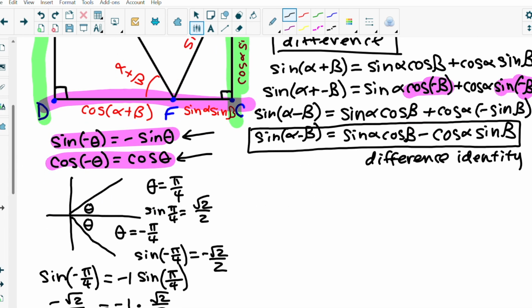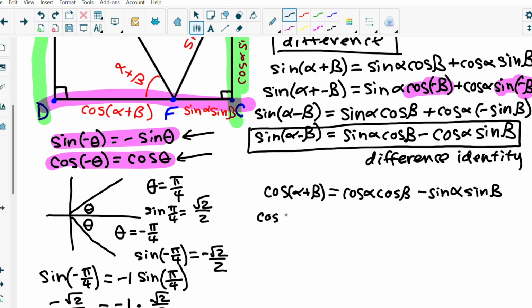Let's do the cosine identity for difference. So I'm going to start with cosine of alpha plus beta equals cosine of alpha cosine of beta minus sine of alpha sine of beta. Okay? Similar to what we just did, I'm going to go cosine of alpha plus negative beta equals, and let's make the substitution. Cosine of alpha, cosine of negative beta, minus sine of alpha, sine of negative beta.